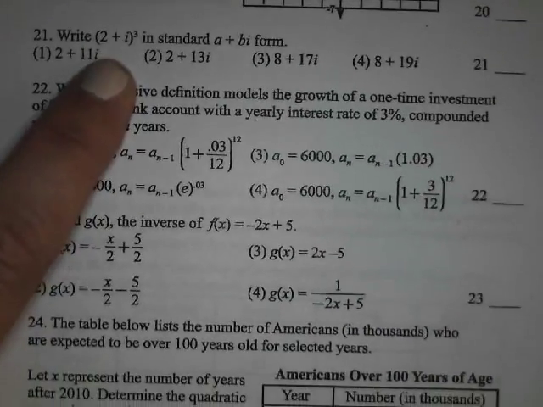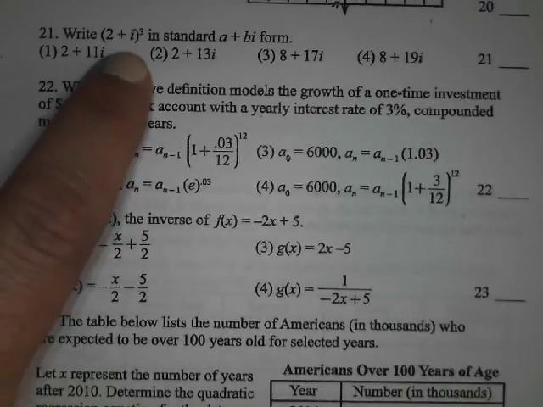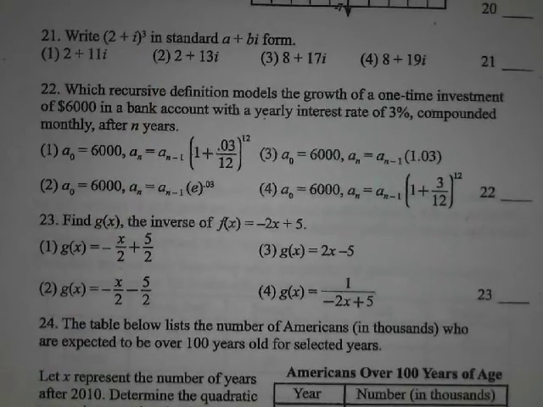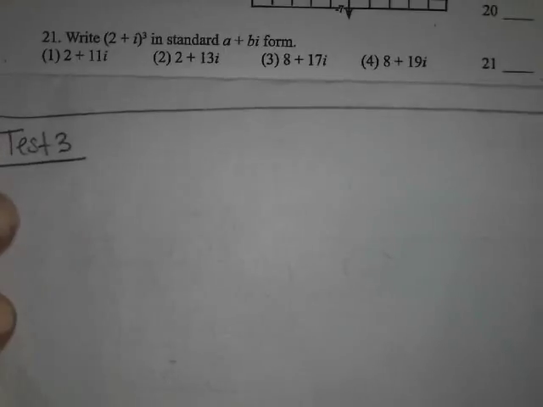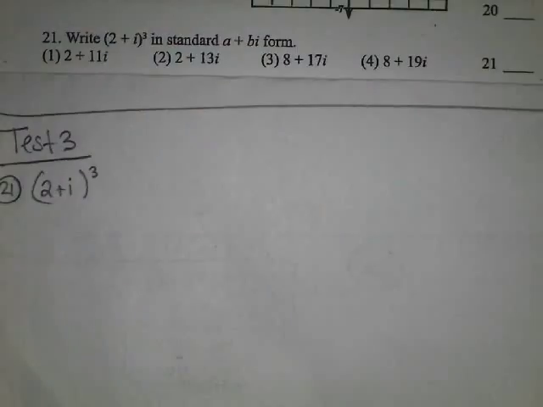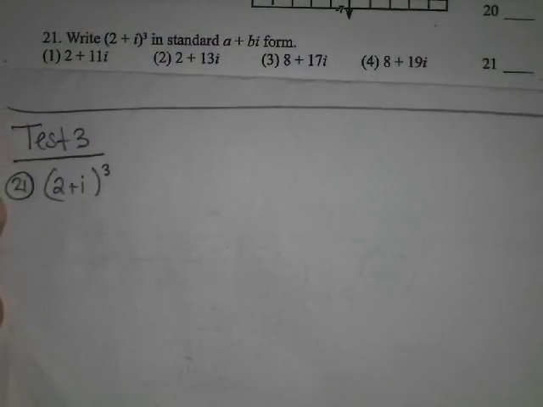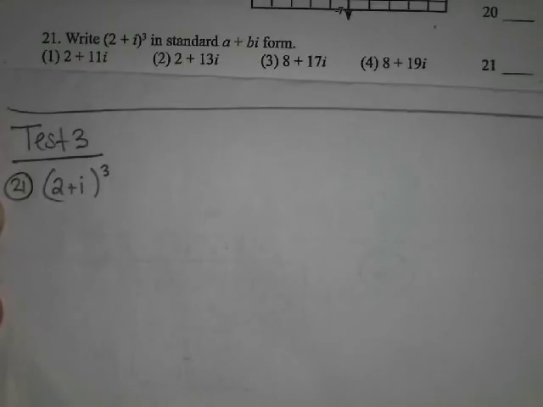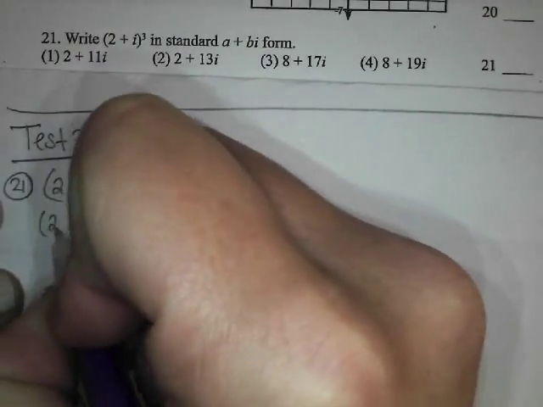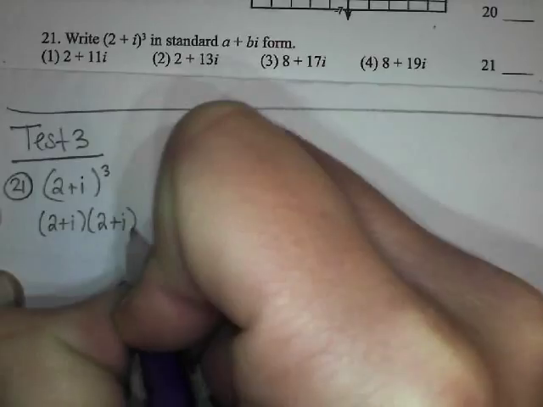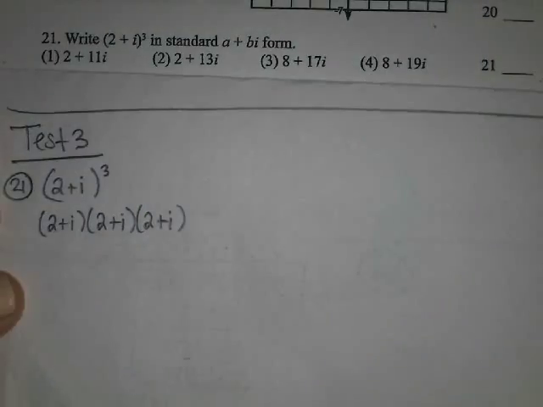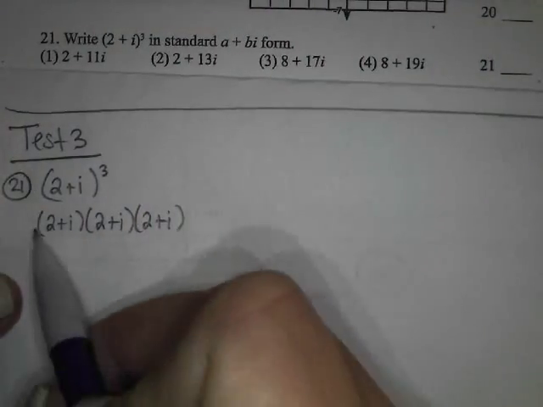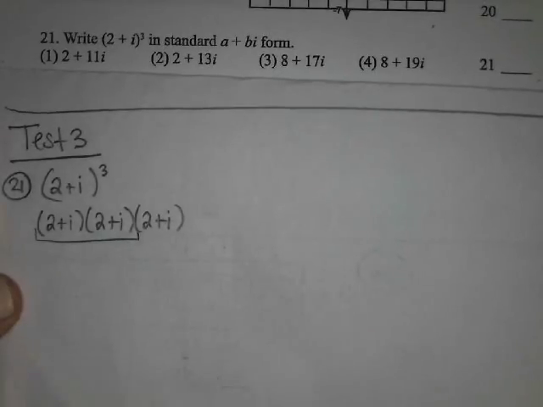I'm not there yet, Jake. Write 2 plus i cubed in standard a plus bi form. What do I do, Chance? You have to just simplify it out. 2 plus i times 2 plus i times 2 plus i. Very good. Now, whenever you're multiplying 3 things, you want to start with the first 2. We'll hit up that third one in a little bit.